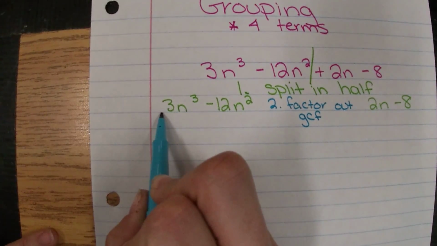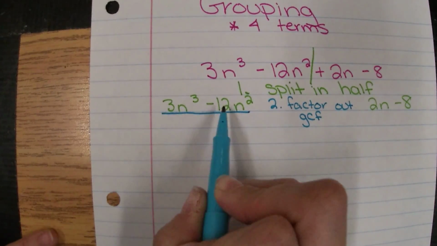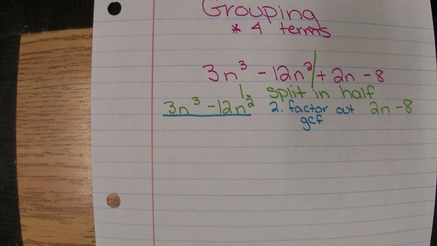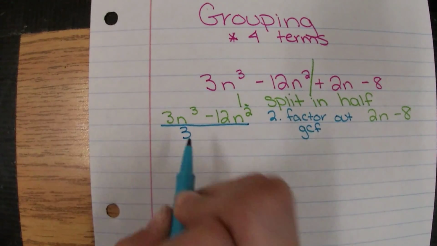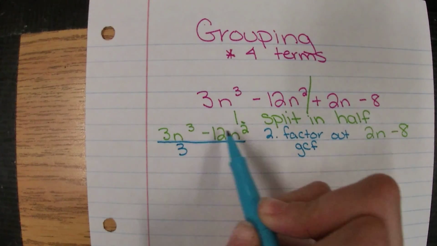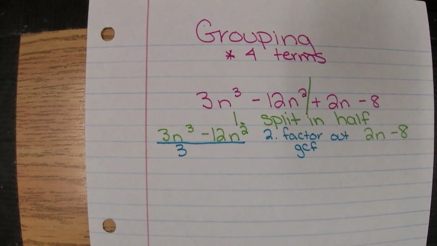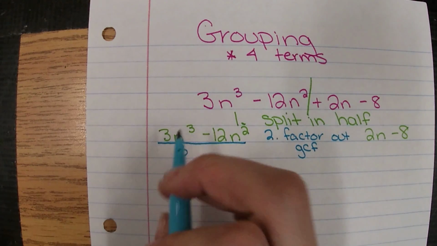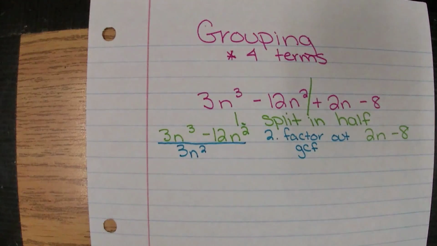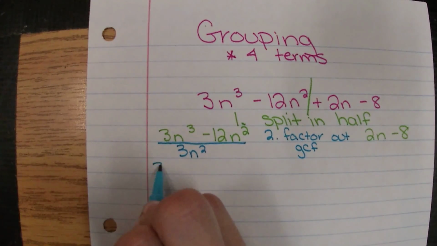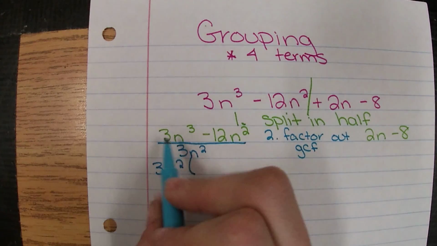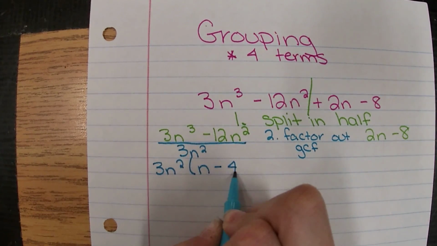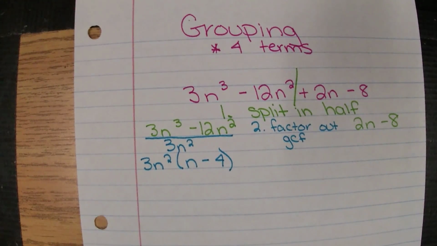Over here on the left-hand side, I'm going to ask myself what goes into 3 that will also go into 12. Oh, that's a 3. Do they both have the variable? Yes, they do. And we said that we would always take the smaller exponent. So the smaller exponent is 2, so we will factor out a 3n squared. When we divide that out, we'll be left with an n minus 4.